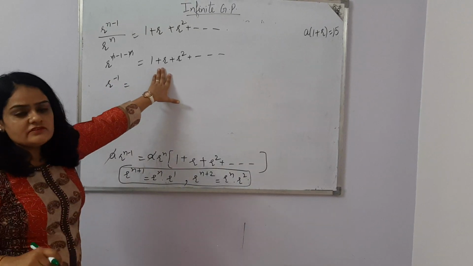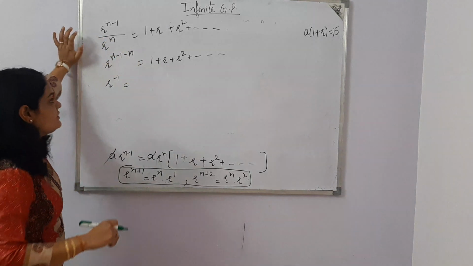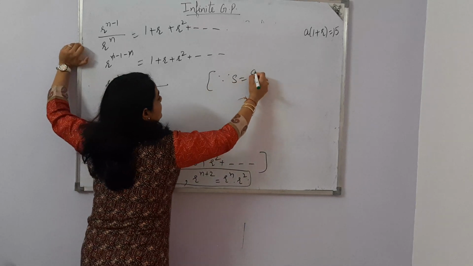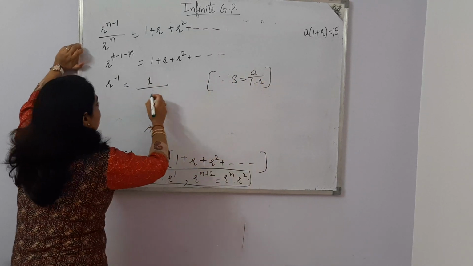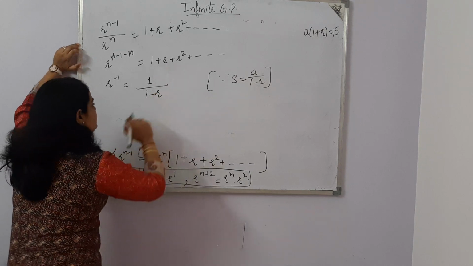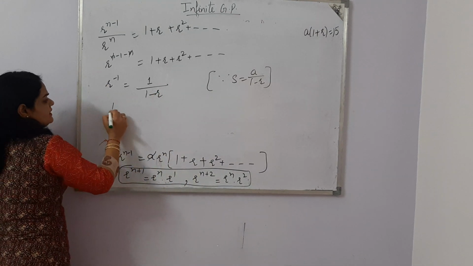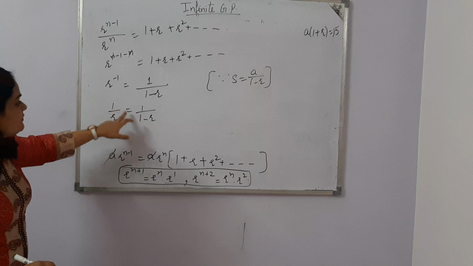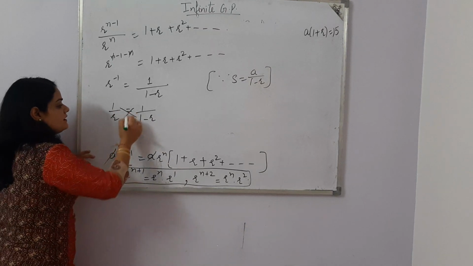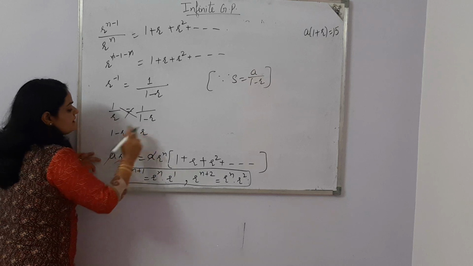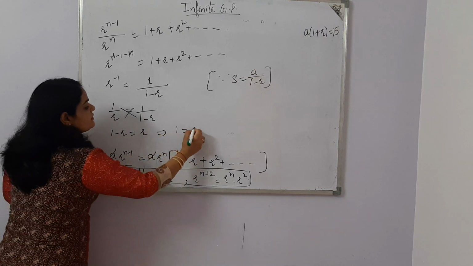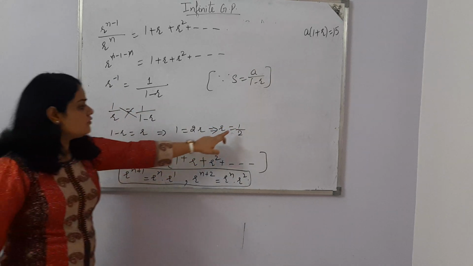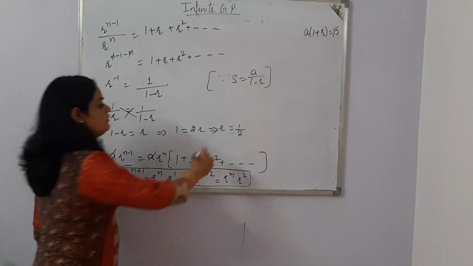Now R to power minus 1. This is nothing but an infinite GP, so we can apply the formula of sum, A upon 1 minus R. What is A? It is 1, and R is R upon 1, which is R. And R to power minus 1 can be written as 1 by R. So we have 1 by R equals 1 upon 1 minus R. After cross multiplication, we get 1 minus R equals R. So 1 equals 2R, and R's value will be 1 by 2.